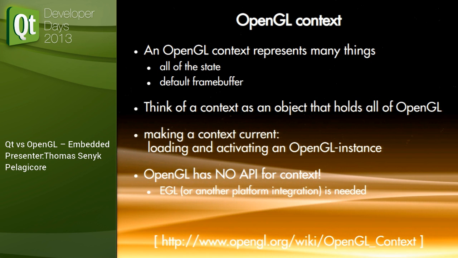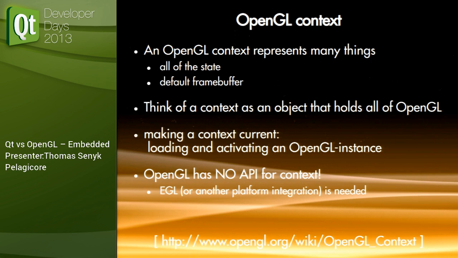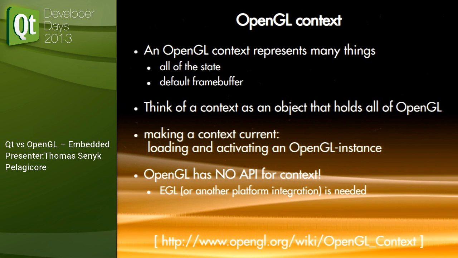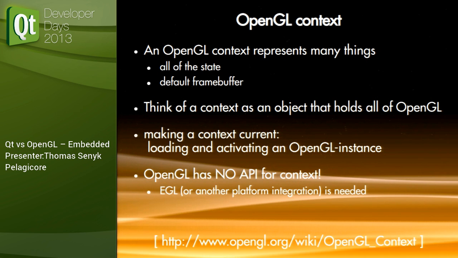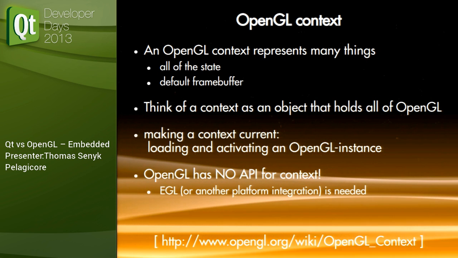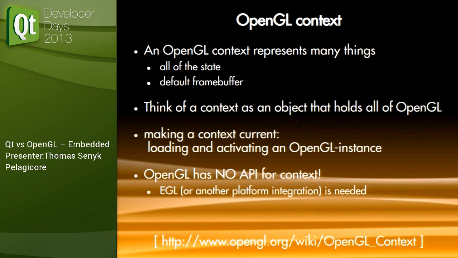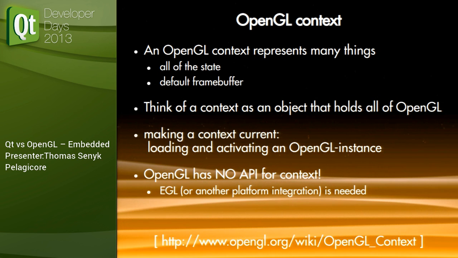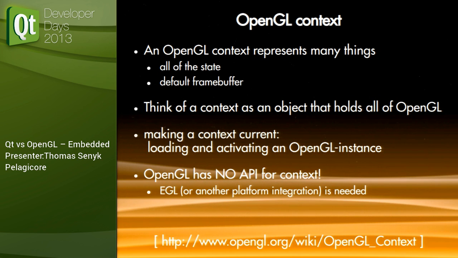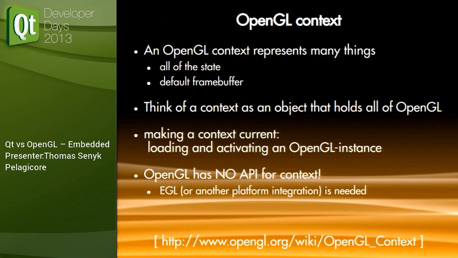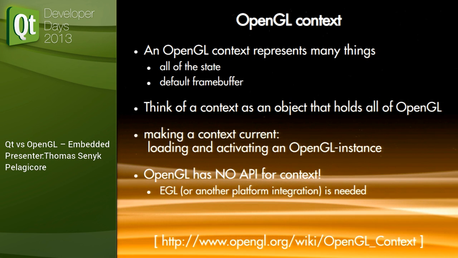A common phrase is making a context current. For me at the beginning it was hard to understand what that means. I wasn't really interested in the topic back then. A lot of things would have been much easier if I had understood it from the beginning. It's loading and activating an OpenGL instance. So you have an object which holds an instance of OpenGL, and making that current, loading that, activating that, is typically phrased as making a context current.